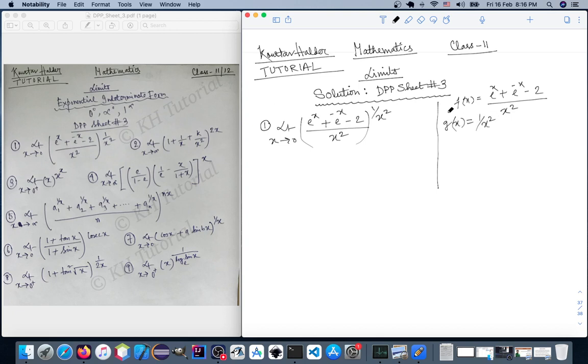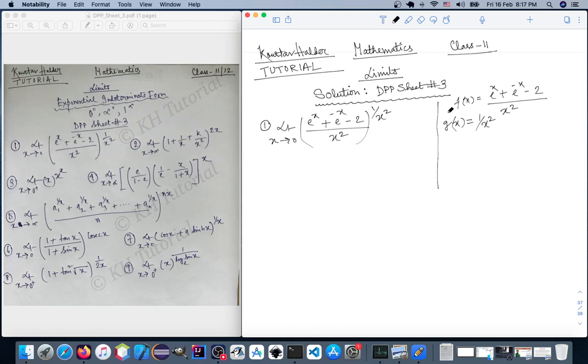If you substitute x equals 0 in f(x), you will see that it is taking the form 0 by 0. So it is not very apparent what form this limit is taking. g(x) is obviously tending to infinity. The three indeterminate forms are 0 to the power 0, 1 to the power infinity, and infinity to the power 0. So we have only one indeterminate form, which is 1 to the power infinity.